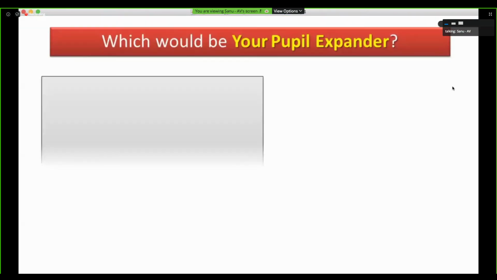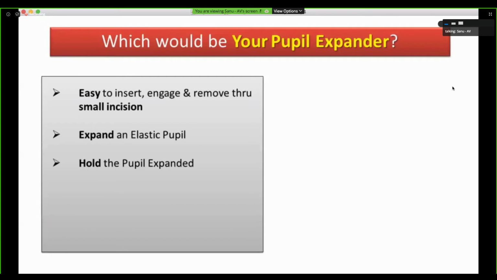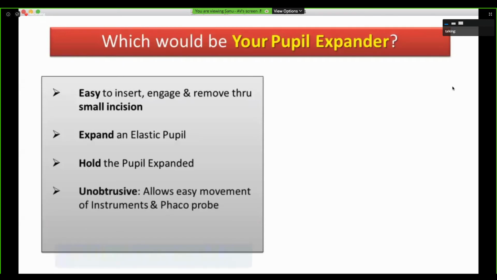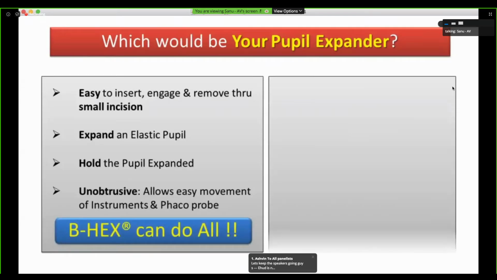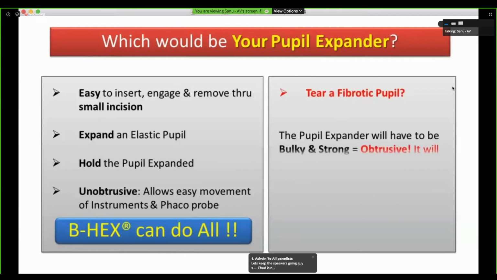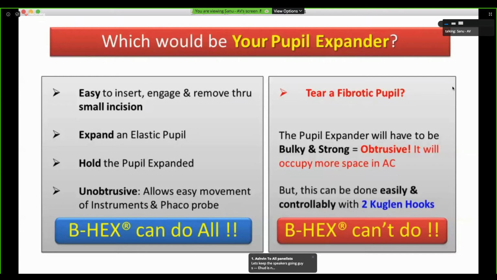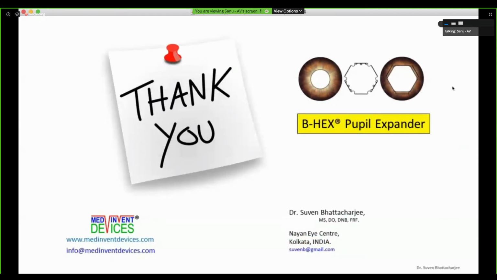If you are looking for an easy device that allows a lot of space in the anterior chamber, the B-HEX is your go-to pupil expander. If you're looking to tear a fibrotic pupil, you will need a bulky Malyugin or APX. This could be easily done with Kuglen hooks. The choice is yours. Thank you.